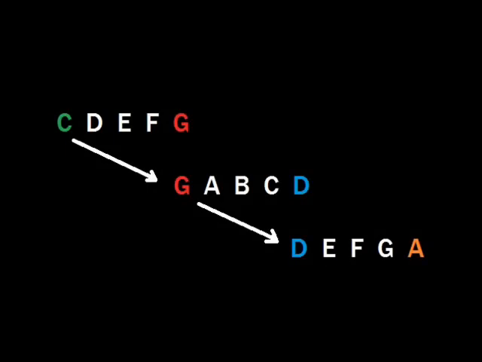Using the musical alphabet, we can construct a circle of fifths. Let's begin with C. From C, D, E, F, G, that's a perfect fifth. If we continue, we go from G, A, B, C, D. That's another perfect fifth. From D, go D, E, F, G to A.